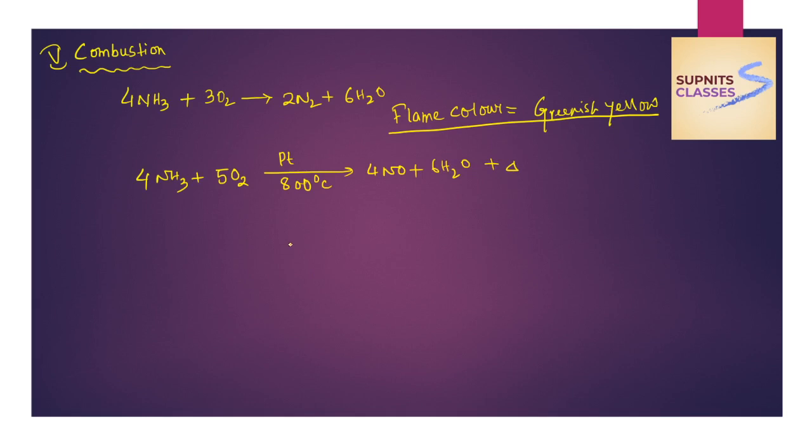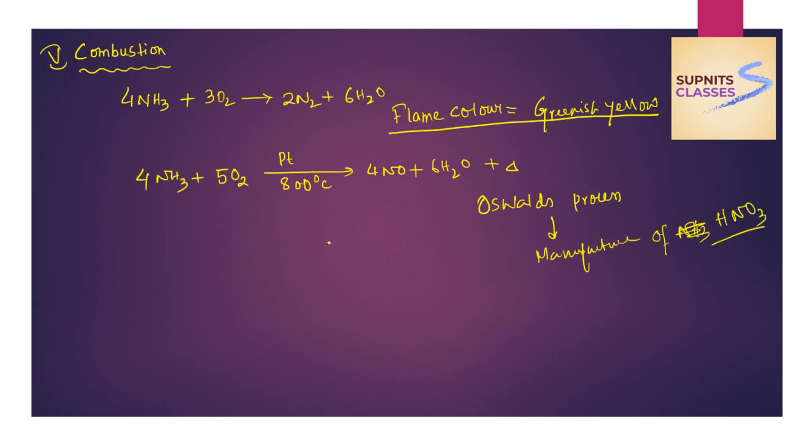So this is the starting reaction of Ostwald's process, which is basically used for the manufacture of ammonia, sorry, nitric acid.